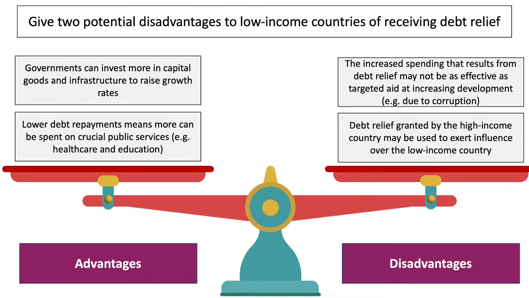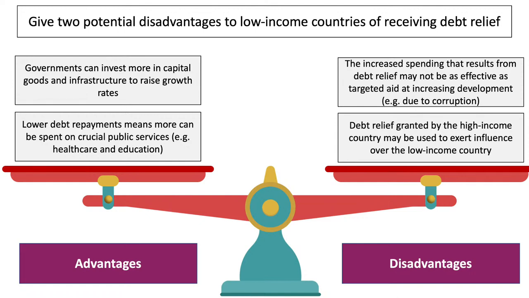Okay, so we've said that the increased spending that results from debt relief may not be as effective as targeted aid at increasing development. So it might actually be better to spend the money on, say, healthcare directly rather than relieving the debt and then allowing the governments to choose. And that might be particularly the case if we've got corruption, because then we know that the money's going to get where it's needed. Whereas if there's large levels of corruption, then the money that we relieve through the debt might then be spent on those in power or their cronies, and might not be spent in a very effective way, and not using that scarce resource in a very effective way.